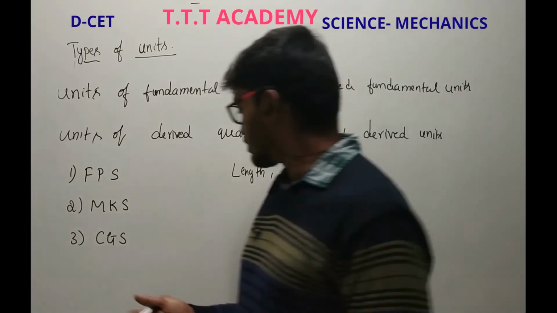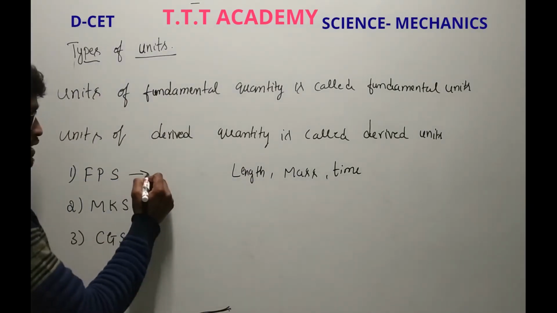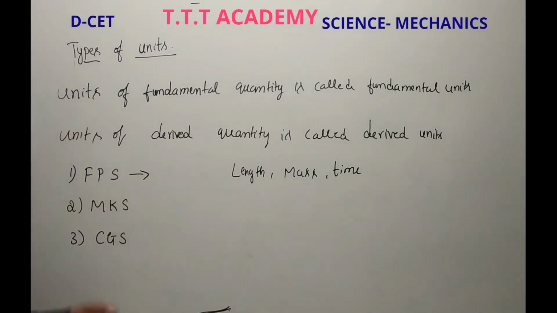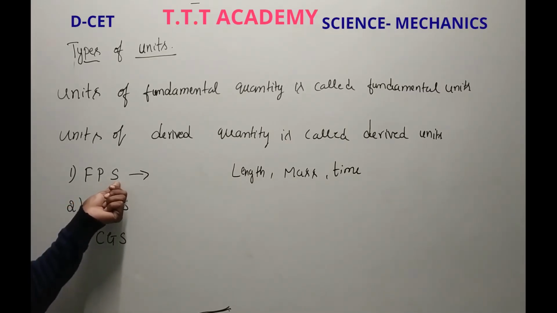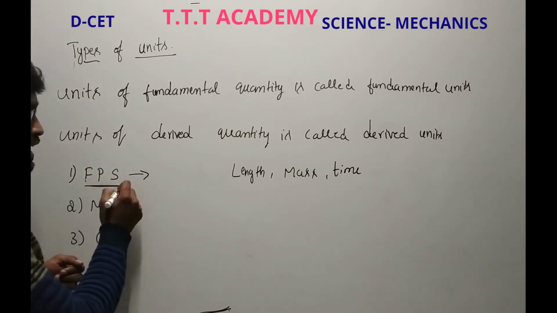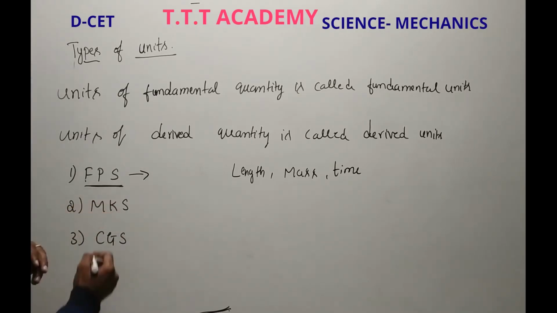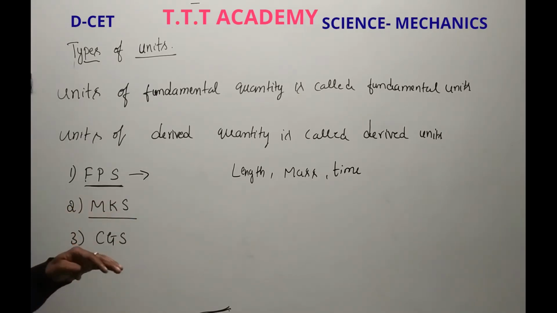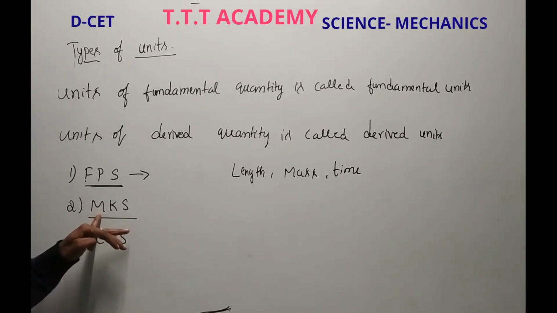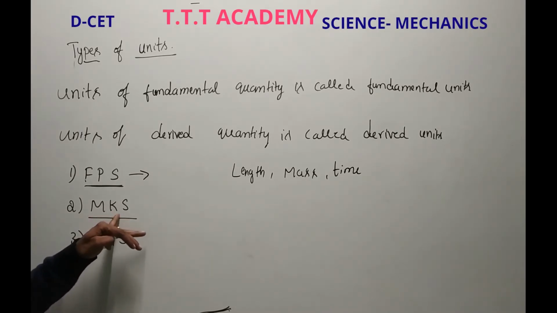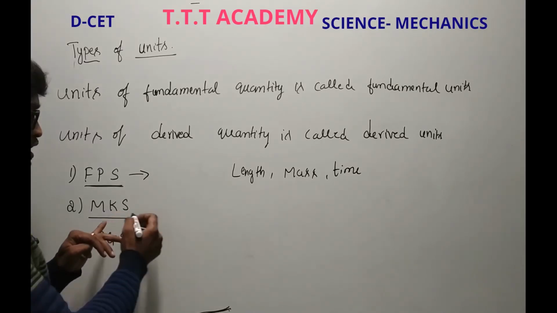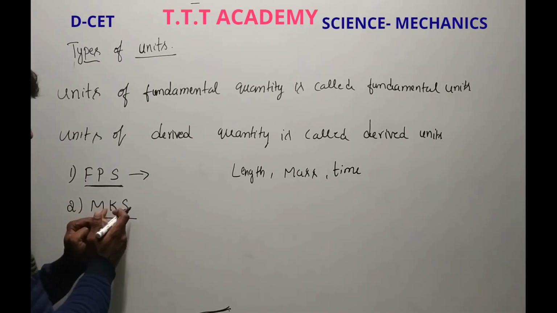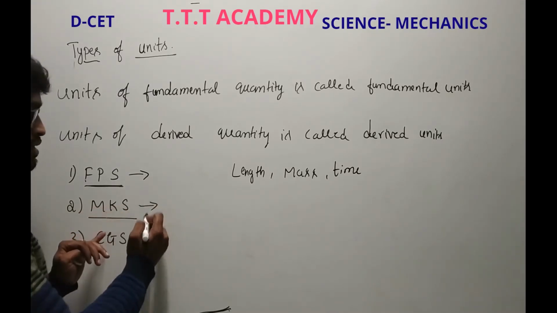Okay, so in the FPS system, length is measured using the foot, mass is measured using the pound, and time is measured using the second. So foot, pound, second is called the FPS system. And the second one is the MKS system. In the MKS system, length is measured using the meter, mass using the kilogram, and time using the second. So meter, kilogram, second is called the MKS system.